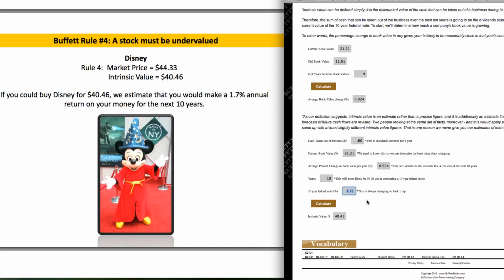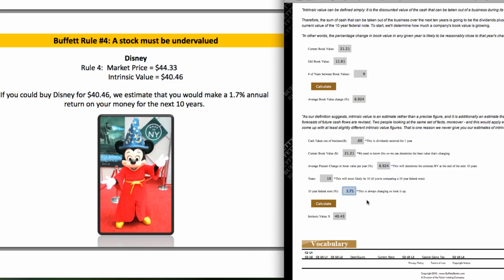So if I was given the choice between buying Disney for $40.46 or investing in a 10-year federal note, which one am I going to choose? Well, obviously, I would pick the 10-year federal note because that one has zero risk, where the Disney company has more risk that it might not produce those returns that we estimated. They could be higher, they could be lower. So when you're faced with that option and the price is exactly the same as what you just calculated, well, the bond is obviously the better choice.